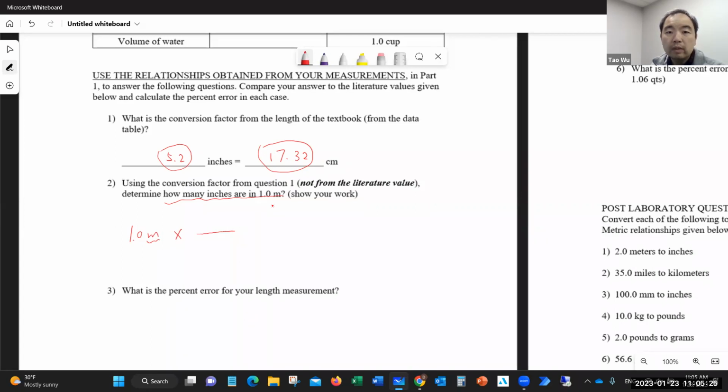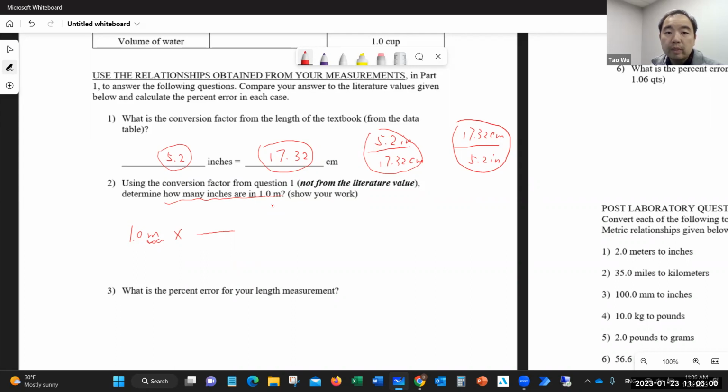Based on the first one, you can write the unit converter as 5.2 inches equal to 17.32 centimeters, or you can write it as 17.32 centimeters divided by 5.2 inches. Those are all called unit converters. But in different situations, you're going to use a different unit converter. In my situation here, this is giving us a meter.